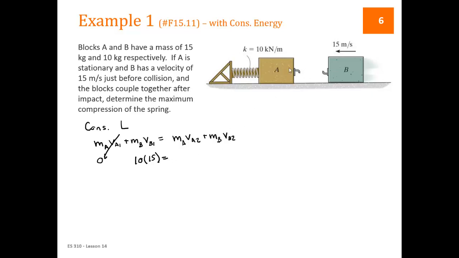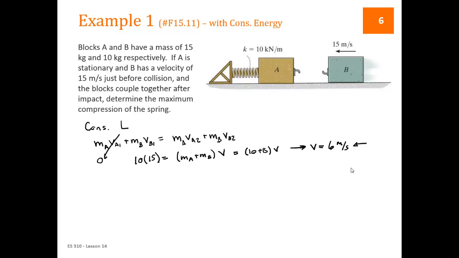Finally, they get hooked together and they're moving together, right? So their masses get added and they have the same velocity, and we'll just call it V, all right? Because they're moving together, they have VA2 equal to VB2. So the sum of the masses, 10 plus 15, times V. The only unknown is V, so V, our final velocity of them moving together, is equal to 6 meters per second in that direction.